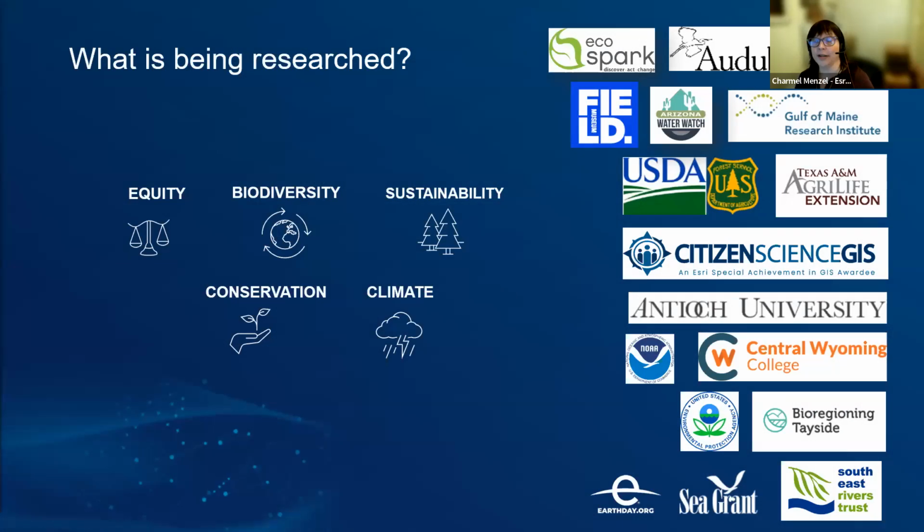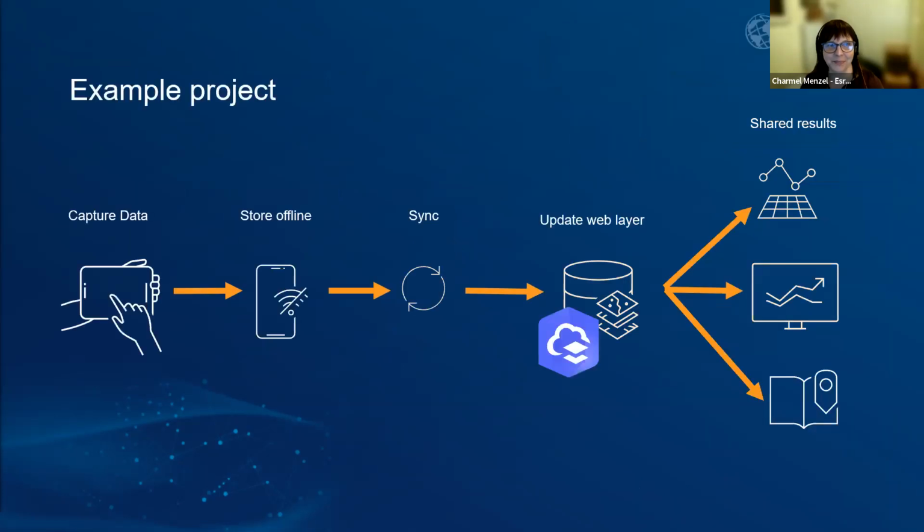But what I do know is that what's being researched utilizing ArcGIS is equitable solutions, biodiversity, sustainable land use, conservation planning and ocean conservation, and climate neutral development. And here's just a splattering of great organizations that are utilizing ArcGIS to address some of these questions. I know many of you on the call could probably have your logos added here too. So sorry if I left you off. I didn't mean to intentionally.